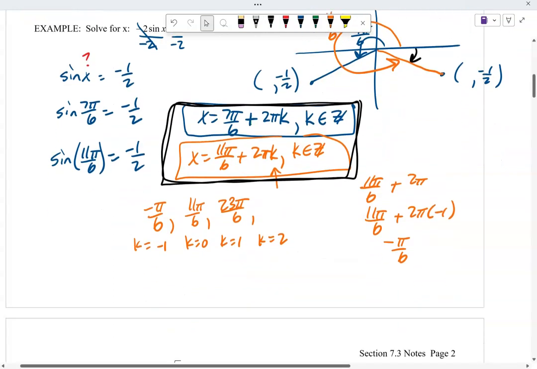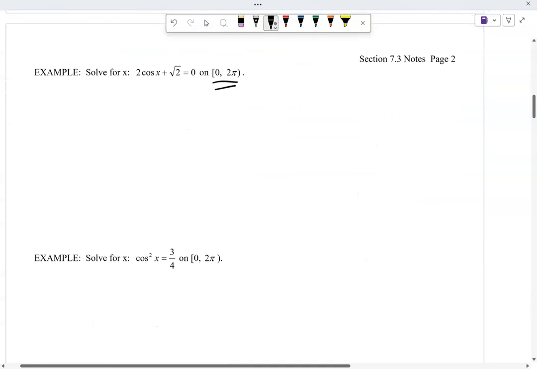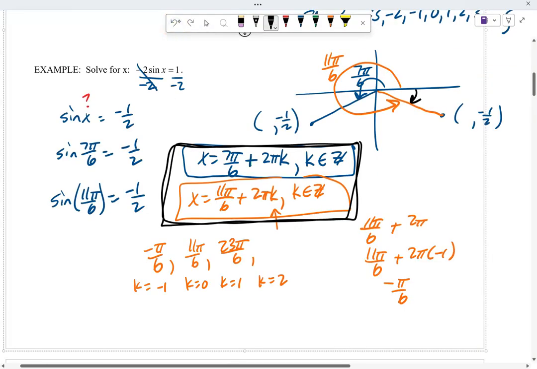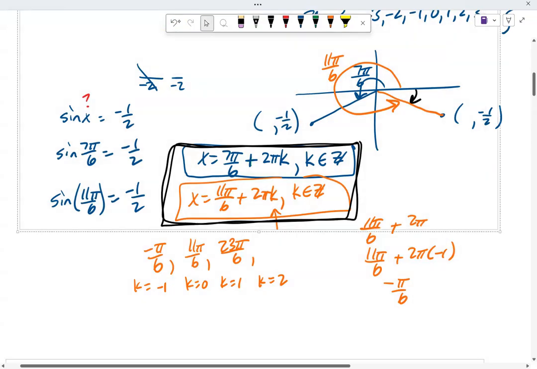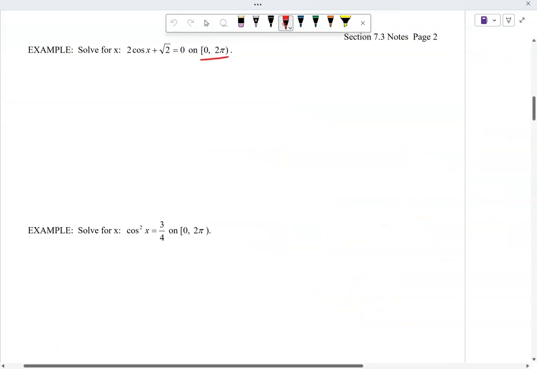Okay. Now, most of the ones that we're going to do are going to be restricted. Like this one's also restricted from 0 to 2π, like I mentioned. Most of them are restricted. Let's go ahead and solve this one.